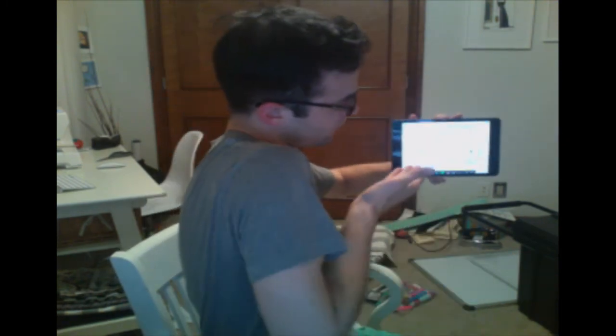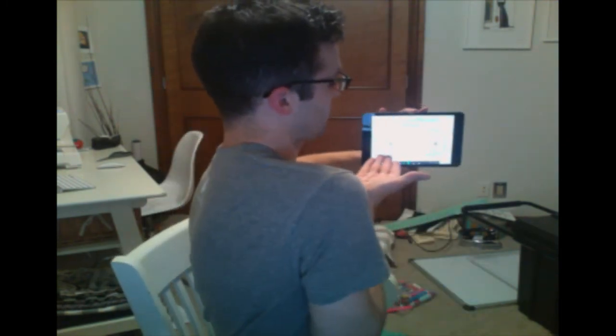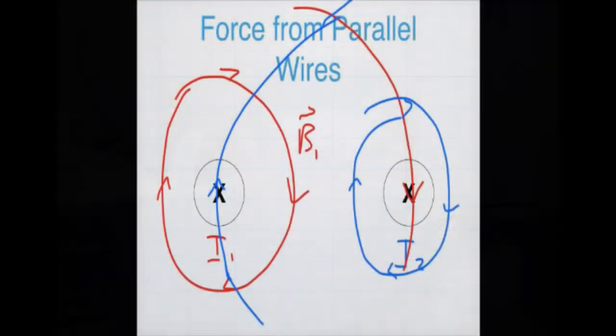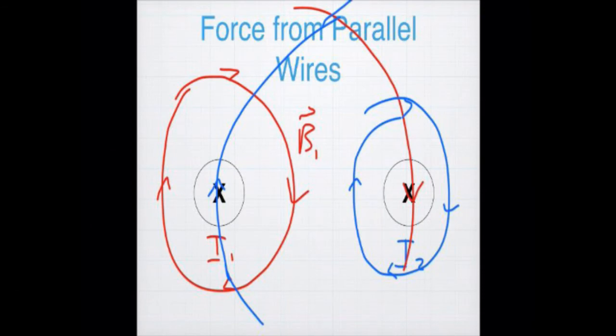This is a little awkward to do with your right hand, but you point your fingers in the direction of the current and then curl your fingers up, and you can see my thumb is pointing in towards the other wire. So wire 1 is experiencing a force. I'll draw it in green. It is experiencing a force from the magnetic field of wire 2, and it is directed towards wire 2.